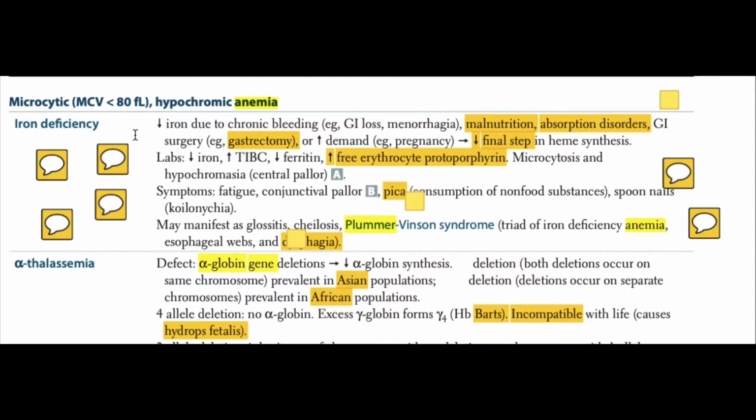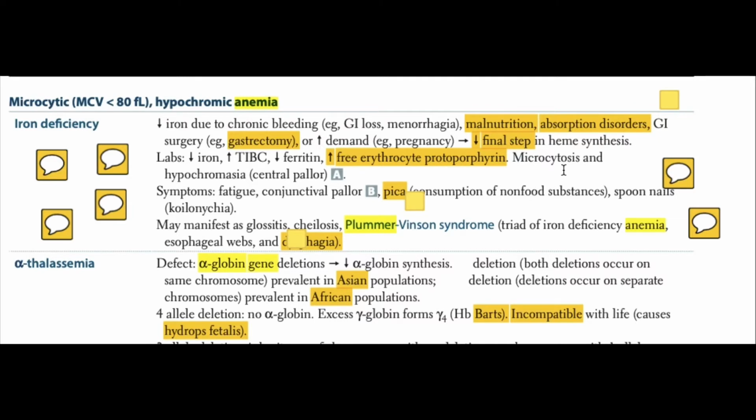In chronic bleeding, there can be GI bleed and menorrhagia. When there is bleeding, the iron inside the hemoglobin will be less because iron is an essential part of our hemoglobin molecule. Another cause can be malnutrition, absorption disorders, GI surgery such as gastrectomy, or increased demand like in pregnancy. These factors all result in a decrease in the final step of heme synthesis.